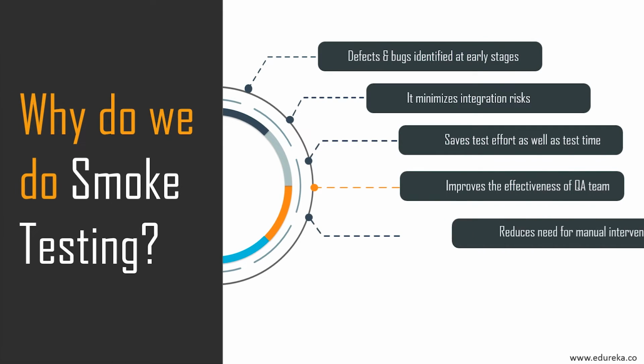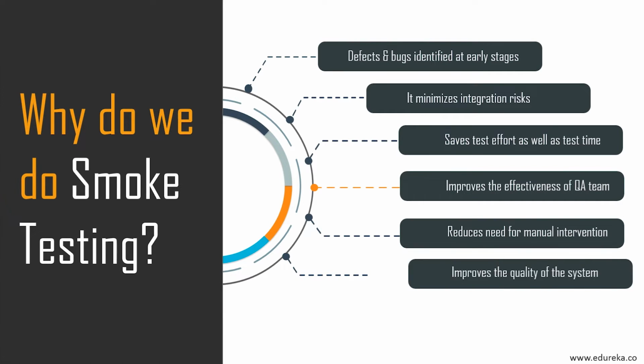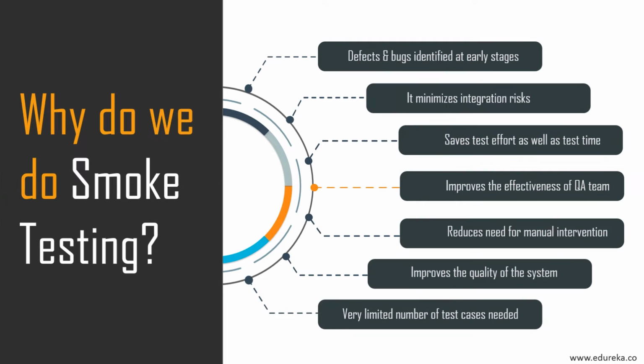Smoke testing also reduces the manual intervention because you can easily automate the entire process and the test cases are not many here. It helps in verifying that the issues fixed in the previous build are not affecting the major functionality of the application currently. This way, it improves the quality of the system that you're testing as well. And lastly, a very limited number of test cases are needed to perform smoke testing. And it also offers the advantage of getting faster feedback as it's frequently run very quickly. So these are the advantages.